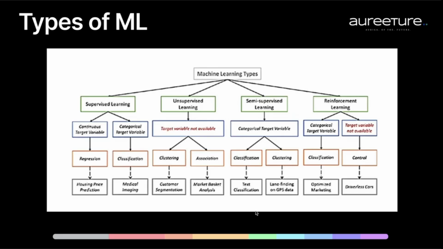Unsupervised learning is good for categorizing different data, right? For identifying outliers in data, right? And semi-supervised is applicable in more practical scenarios, as I said: medical imaging, lane finding on GPS data, text classification, and so on and so forth. And reinforcement learning is for driverless cars, for making helicopters fly upside down, and so on. Reinforcement learning currently is more of a research-based field, but yeah.